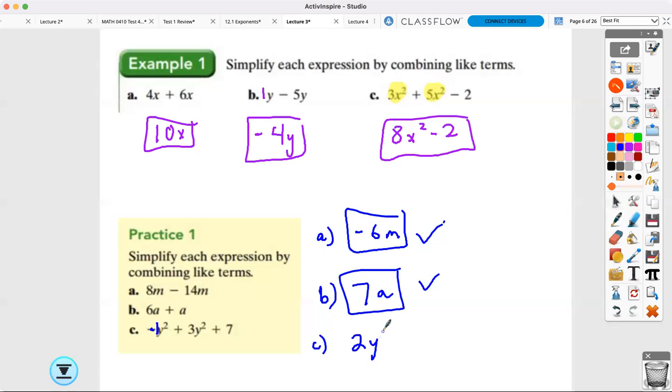But notice how it's 2y squared plus 7. So make sure we don't change the exponents up. The exponent stays the same, because I did see a student write a 4 instead of the 2 for the exponent. Nothing changes with the exponent, just the coefficients. Okay, we combine the coefficients. All right, great job, class. Let's keep going.